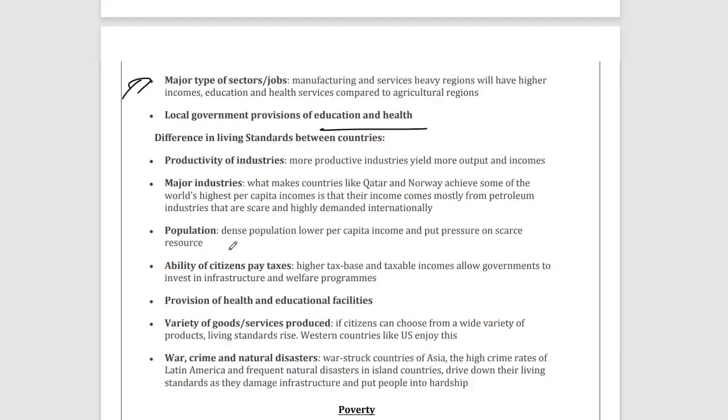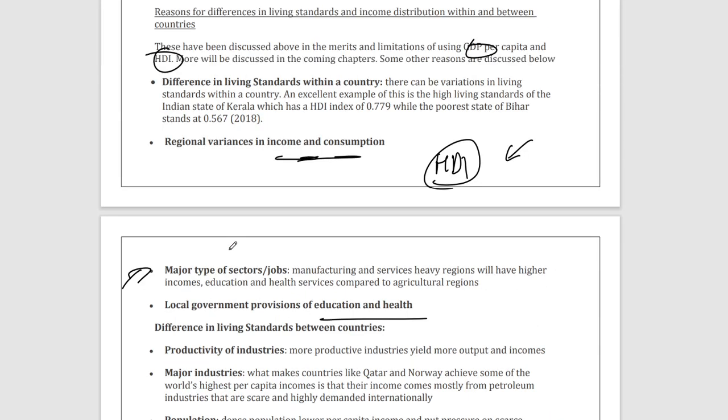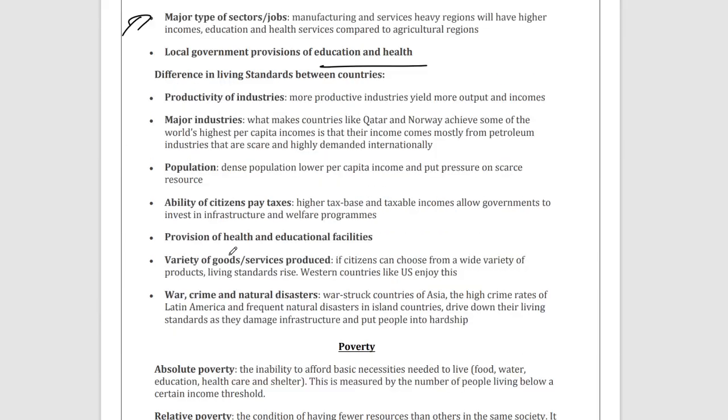Now, why is there this difference in living standards? Why is there a difference? The first thing you need to talk about is the productivity of industries. Some countries may be more productive than others, hence the output can increase. That's the first one, quite self-explanatory, and I wouldn't want to explain more on that. One country can produce more than the other, hence output increases, living standard increases.